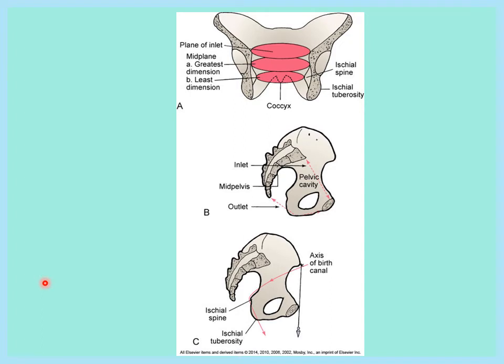In this slide, you see the different measurements of the pelvis. A is the inlet and mid-plane. So you see the inlet and the mid-plane, and then you see the least dimension of the pelvis as the fetal head moves through the pelvis. B is the cavity of the true pelvis, and C is the curve of the sacrum and the axis of the birth canal. Notice the angle the fetus must travel in order to be born. It must go down through the pelvis, then curve around the sacrum, and then out.